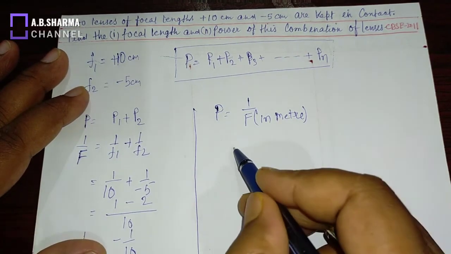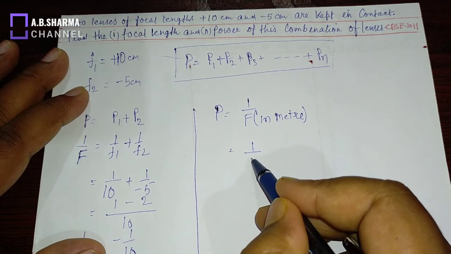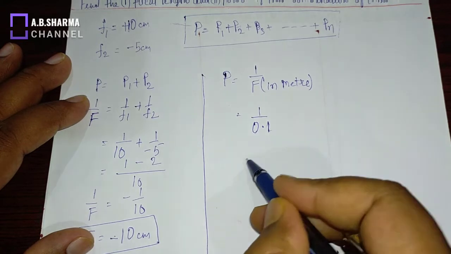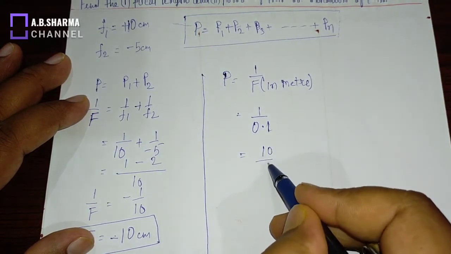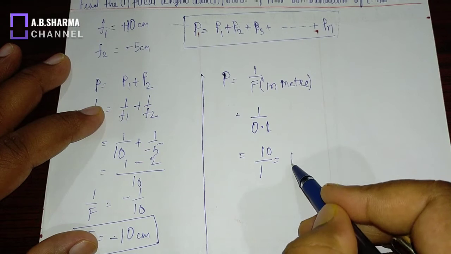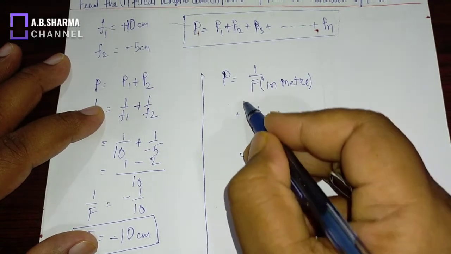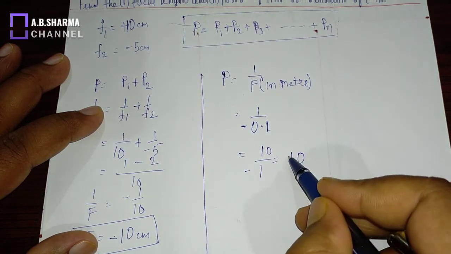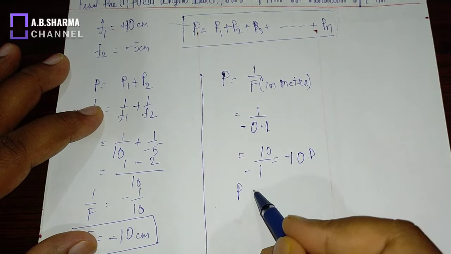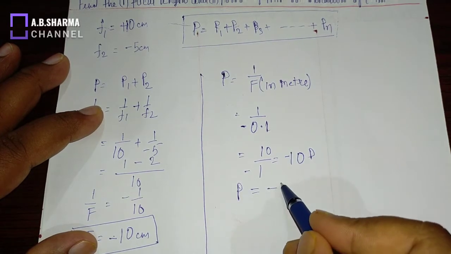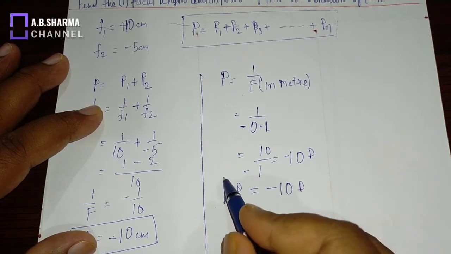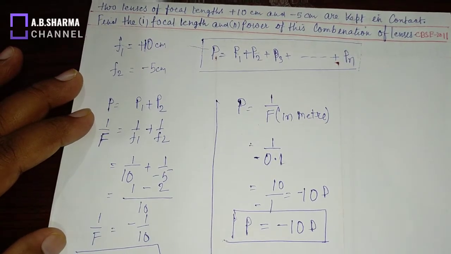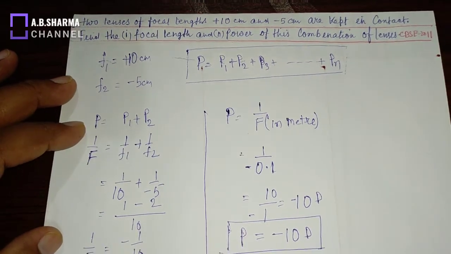So we will get 1 over F, that is 1 over 0.1 meter, and this is 10 by 1, so this is 10 diopter. F is with negative sign, so this will be negative 10 diopter. So power of the combination will be minus 10 diopter. This is how we calculated the focal length of the combination and power of the combination.